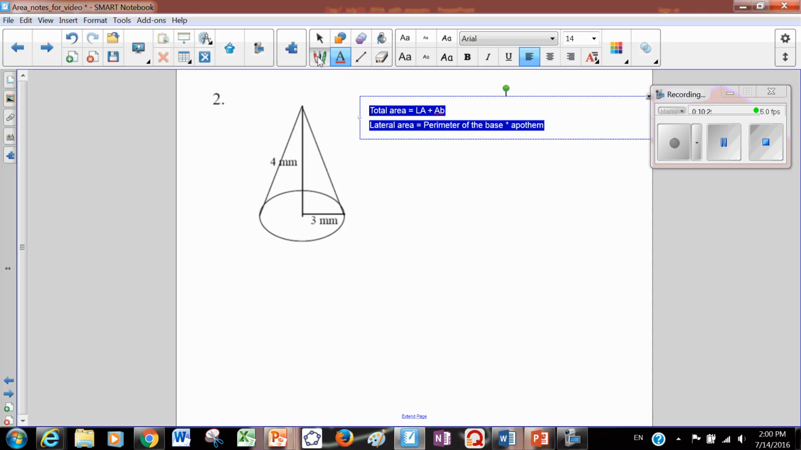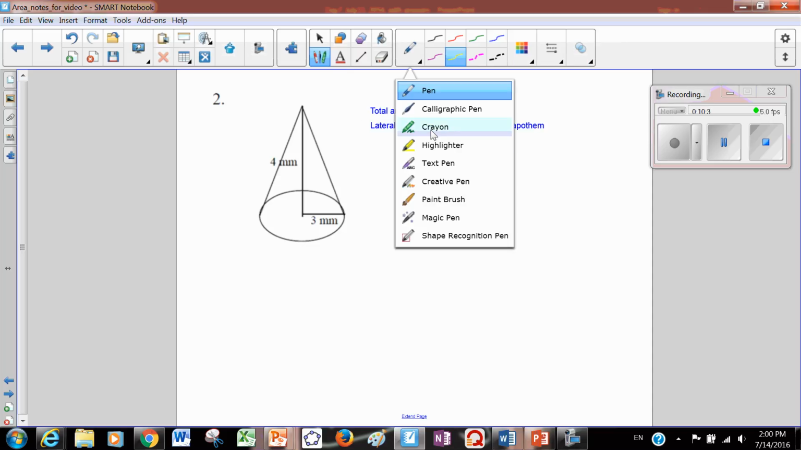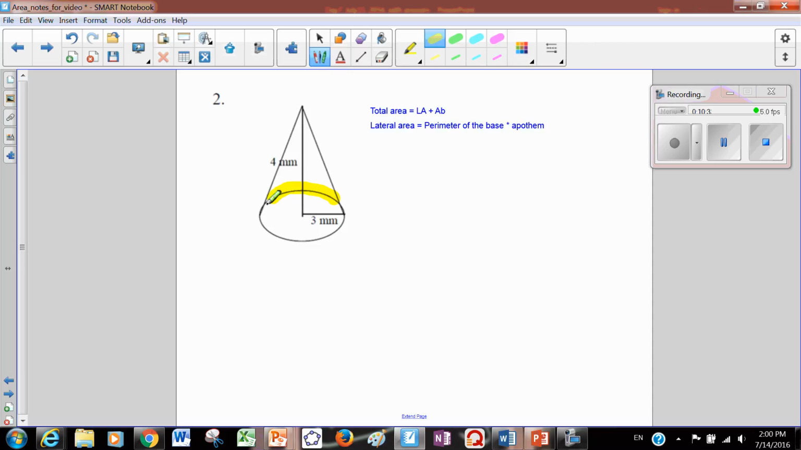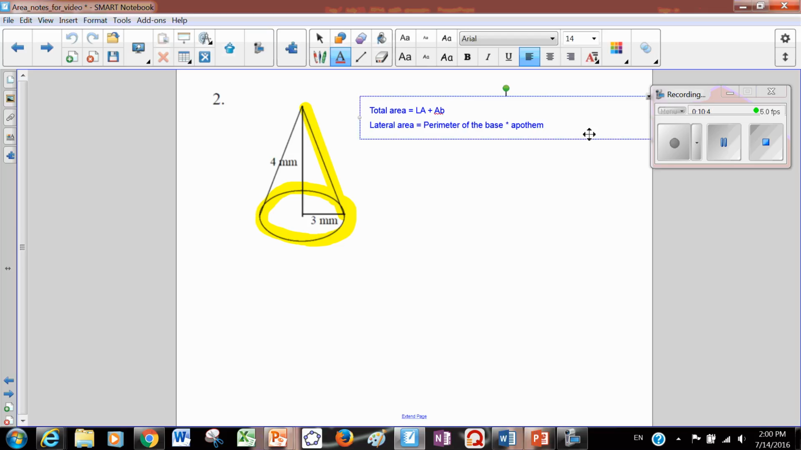So I'm just going to show you here what we want to do. We want to do perimeter of the base here times the apothem, but that's going to be too much. It would be like a cylinder. So what do we have to do after? We have to divide by 2.